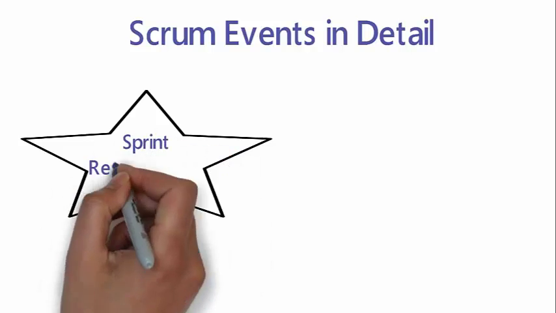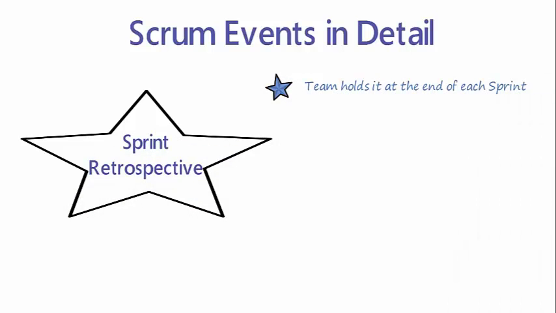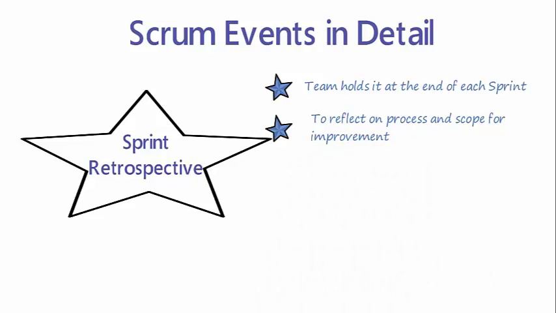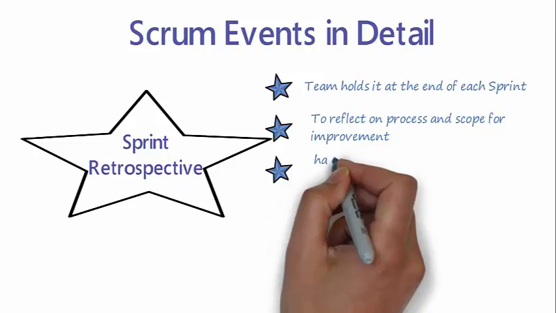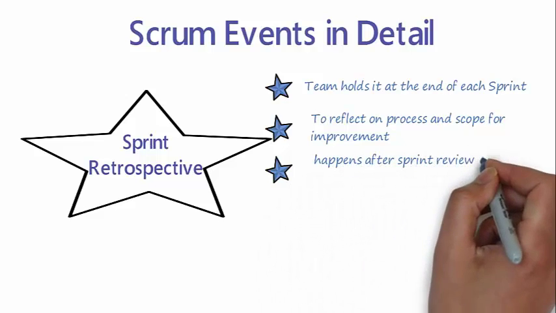The final Scrum event is the Sprint Retrospective. This event also happens at the end of each sprint. The objective is to reflect on the process and look out for opportunities for improvement. It happens after the sprint review and before the next sprint planning meeting.